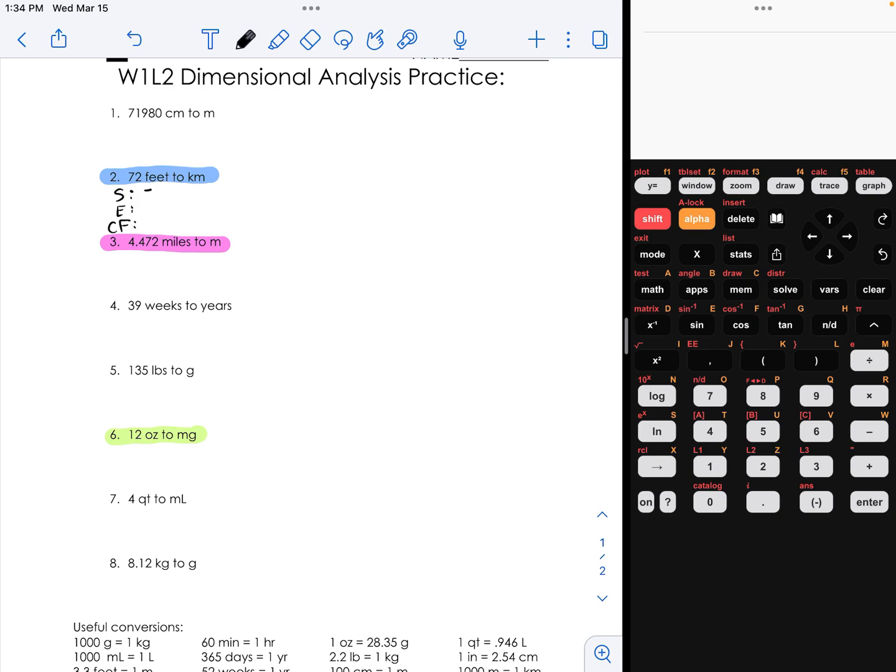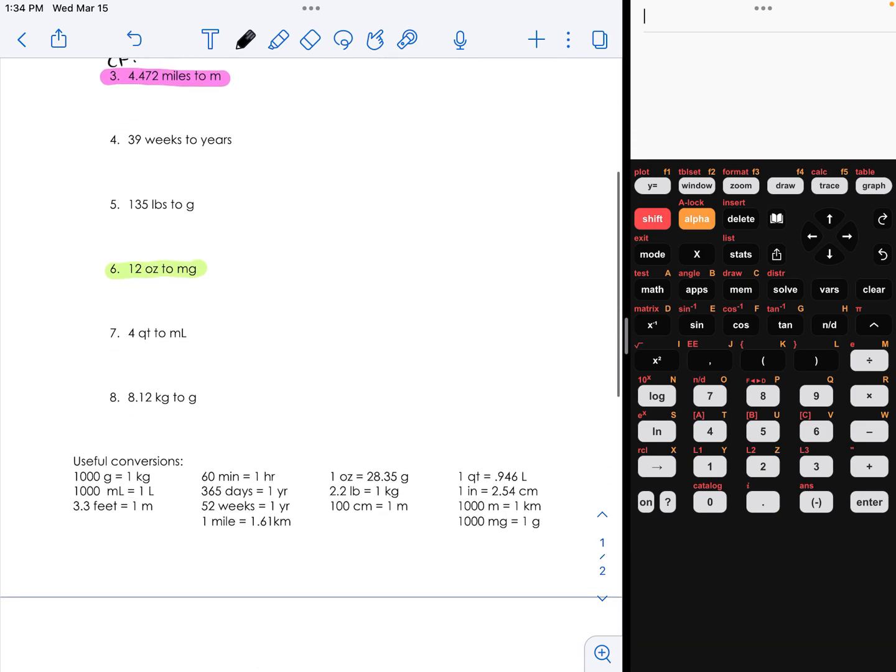Alrighty, our starting point is 72 feet. We know that because it's a number and a unit together. We need to keep a number and a unit together for the starting point. Our ending point is kilometers. So we need to find a conversion factor or multiple conversion factors that are going to get us from feet to kilometers. Let's look first for a conversion factor that gets us out of feet.